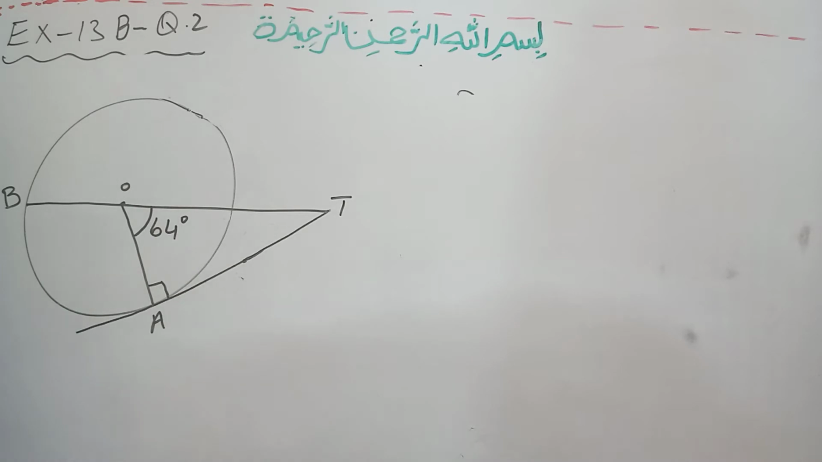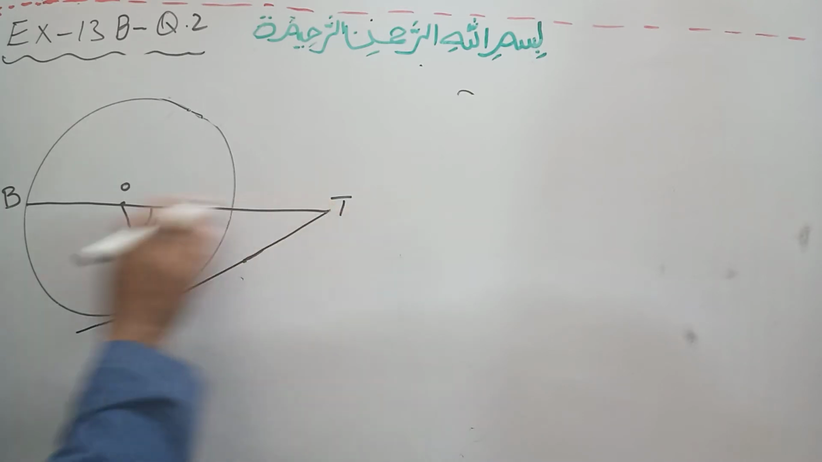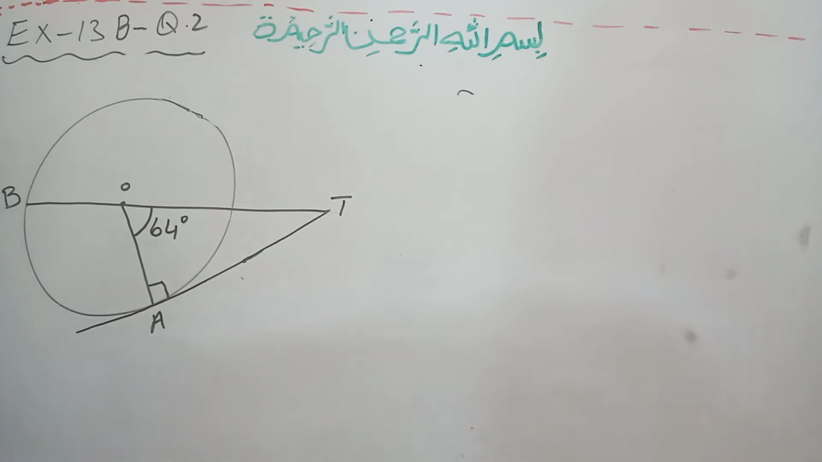It is given that in the figure, O is the center of the circle passing through the points A and B. TA is the tangent to the circle at A, and angle TOB is equal to 64 degrees. TOB is a straight line. Find number 1.